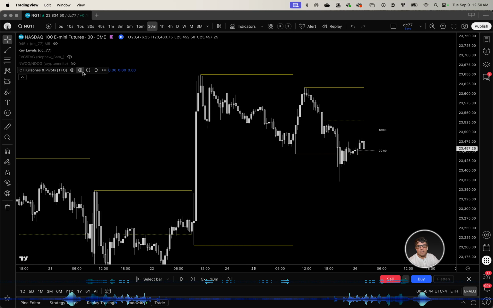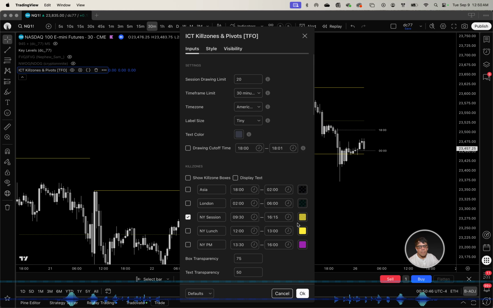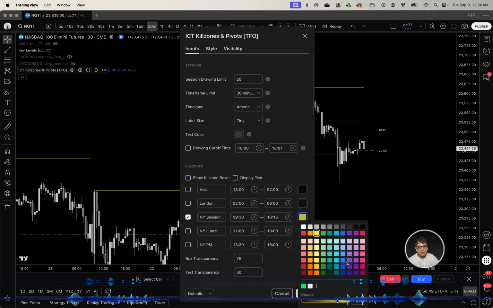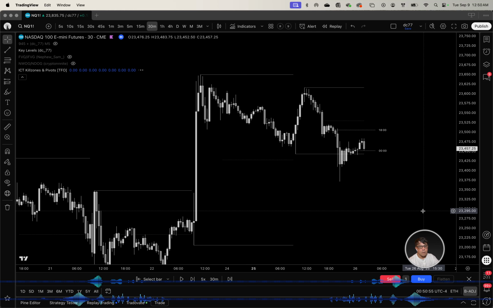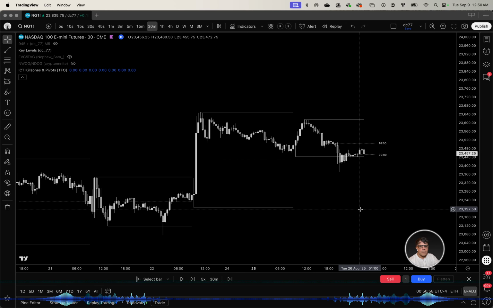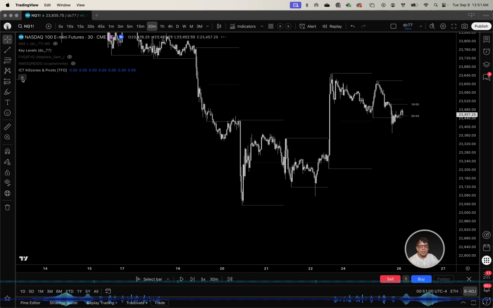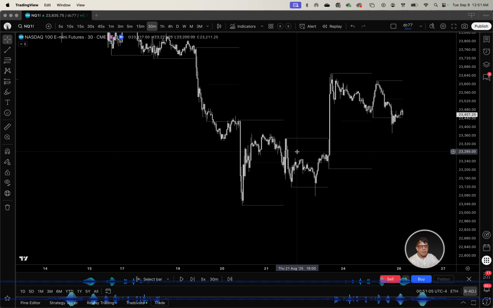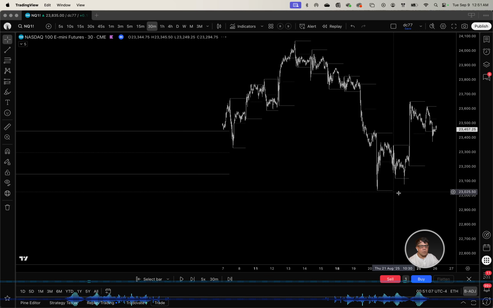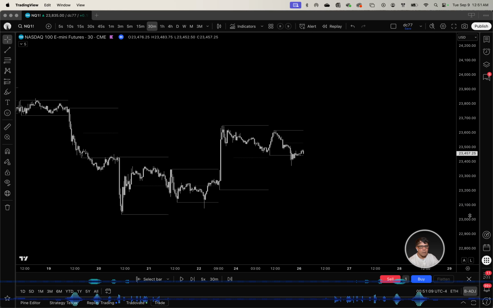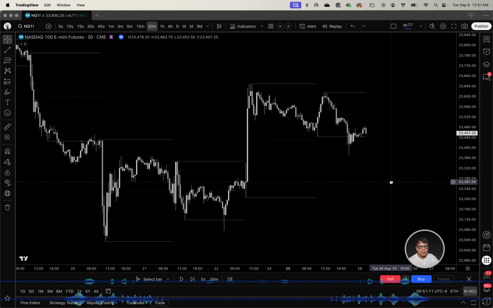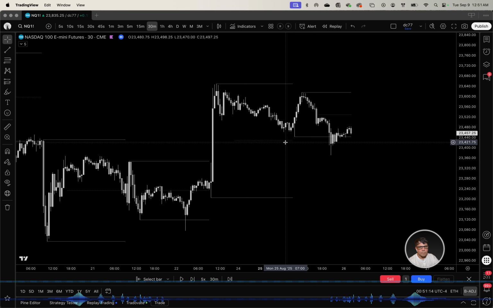ICT kill zones and pivots, I keep these things tuned down quite a bit. I usually put it on white and 37. I don't know why, but that way it's somewhat kind of in the background. I'll be having an eye on what's going on when I'm getting in. I'm looking at the trading day. I see, okay, prior day's EQ's already been balanced.